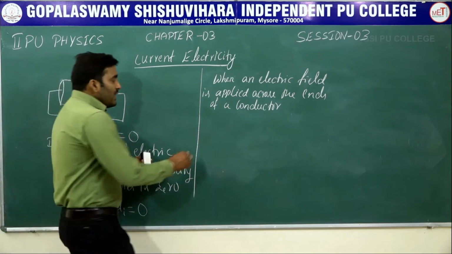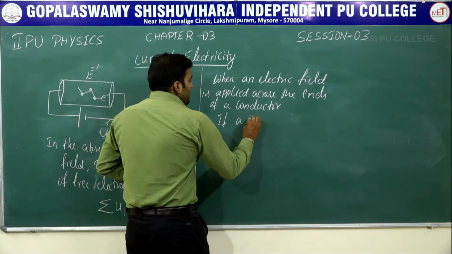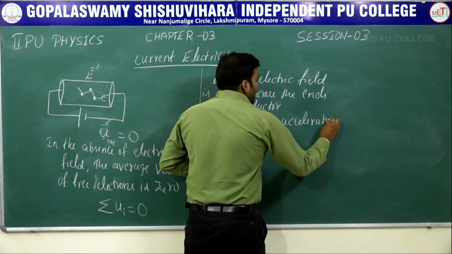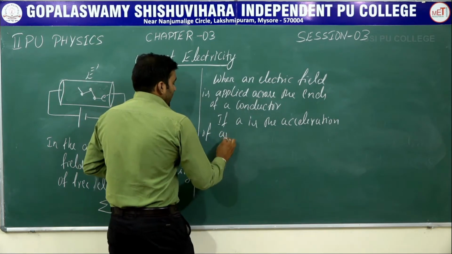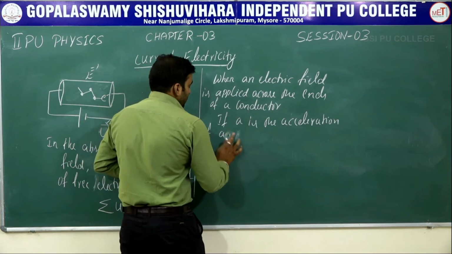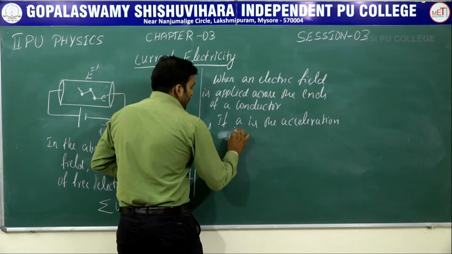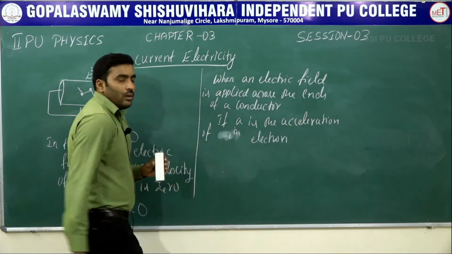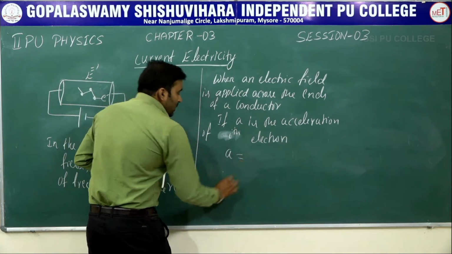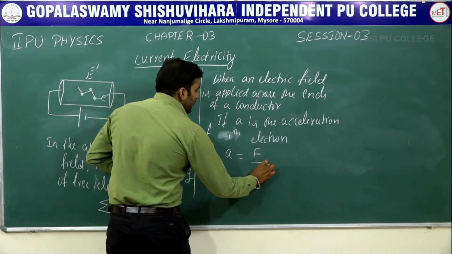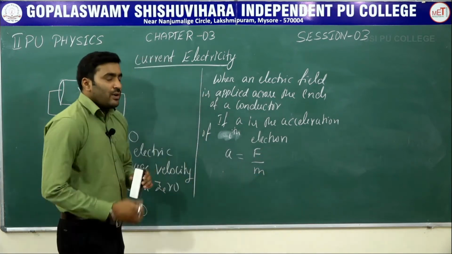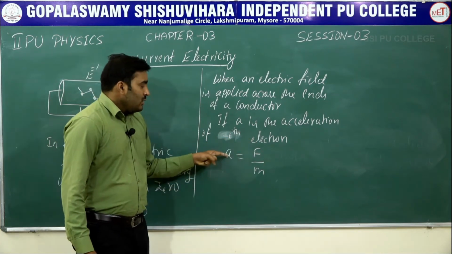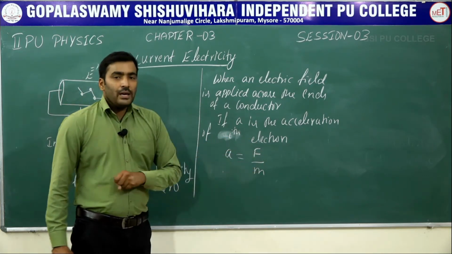So if A is the acceleration of some ith electron, acceleration can be written as force divided by mass. We know from Newton's second law, F is equal to m into A. If I rearrange that equation, A is equal to F divided by m.